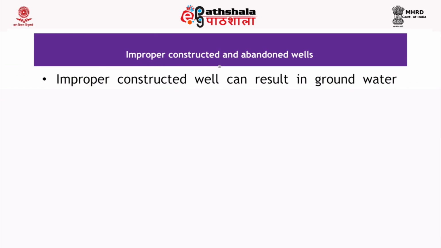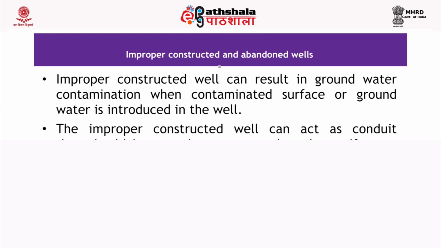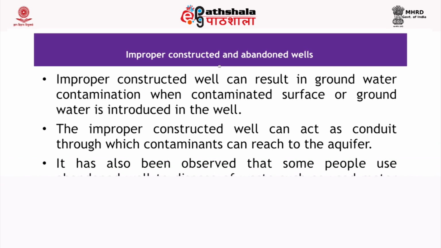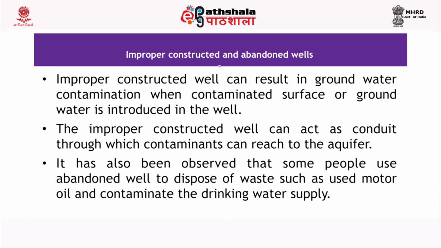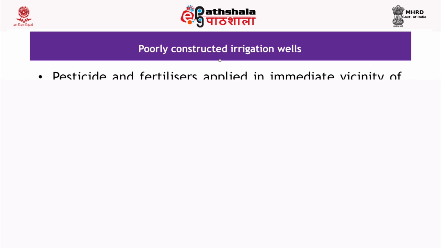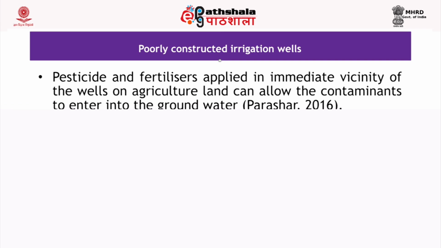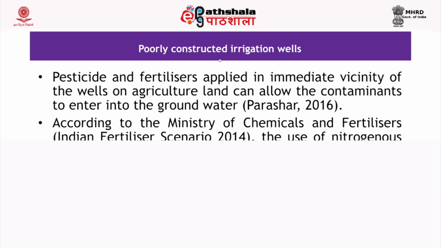Improperly constructed and abandoned wells also pose a danger of groundwater contamination. The improperly constructed well can act as a conduit through which contaminants can reach the aquifer. It has been observed that some people use abandoned wells to dispose of waste such as used motor oil and contaminate the groundwater supply. Poorly constructed irrigation wells: pesticide and fertilizer applied in the immediate vicinity of these wells on agricultural land can allow the contaminant to enter into the groundwater, as these pumps draw the water from the groundwater and the contaminants also move toward the source.